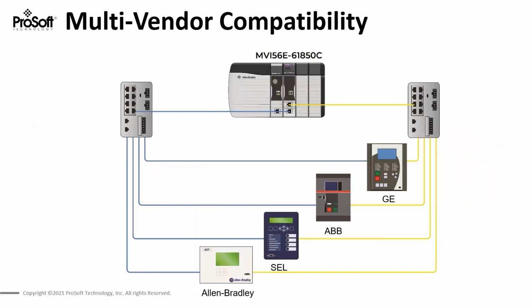So again, this solution provides multi-vendor capability. So the 61850 protocol, like I mentioned, can be used amongst multiple vendors such as SEL, ABB, GE, even Allen-Bradley has some of their 857 relays that support the 61850 protocol. This module also takes advantage of some additional functionality that we've wanted to do for a long time.